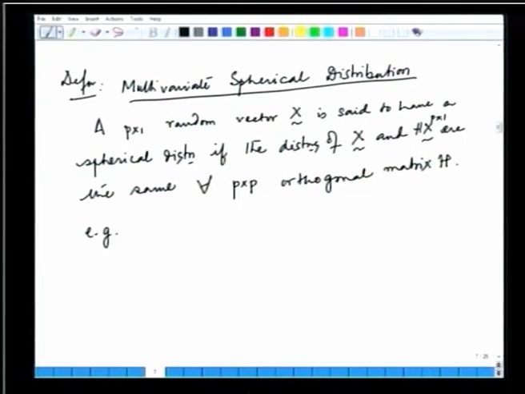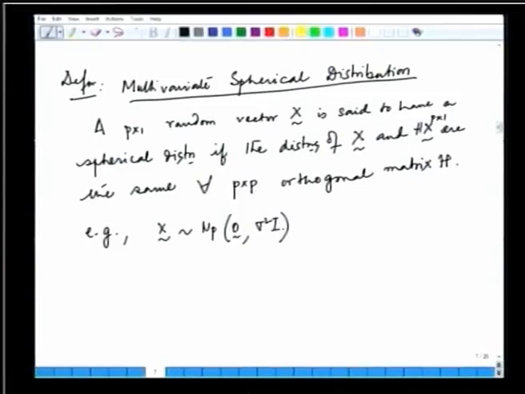Example, well, you can very easily think of one example, that is the multivariate normal distribution, x following normal p with 0 and sigma square I, so that we have no problem of correlation, only the variances are present, and that too the homoscedastic case, so that the variance of each of x1, x2 to xp is sigma square. So that I have the sigma matrix reduced to a diagonal matrix sigma square I, and I say that X is following a normal with mean null vector and variance covariance matrix sigma square I.